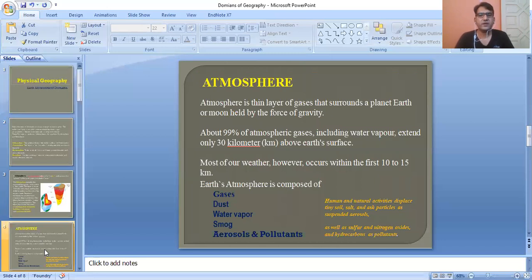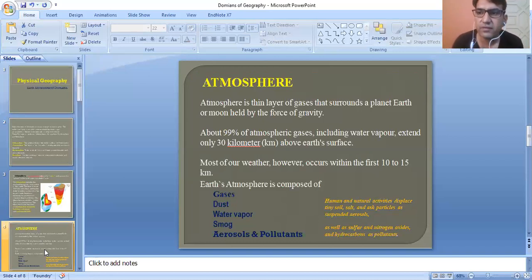So atmosphere, what is atmosphere? Atmosphere is a thin layer of gases that surrounds a planet, Earth or moon, held by the force of gravity. So our atmosphere is in the form of gas, the form of air, and that air is a form of different gases. So it is a mixture of different gases which surround our Earth.